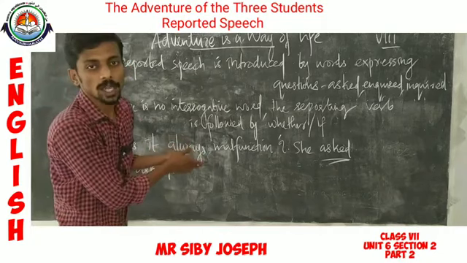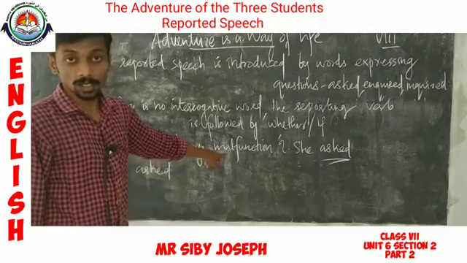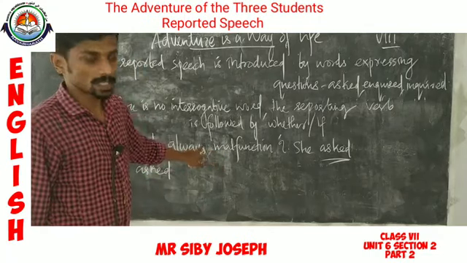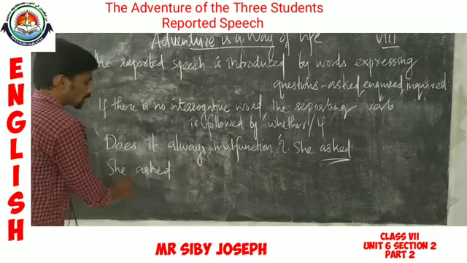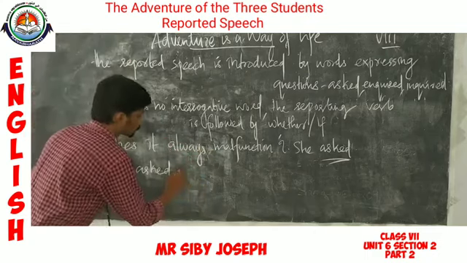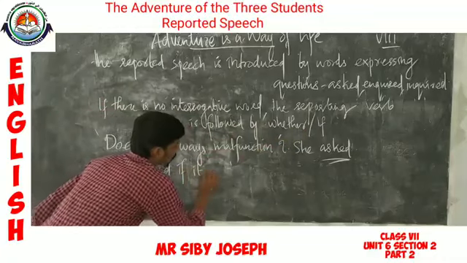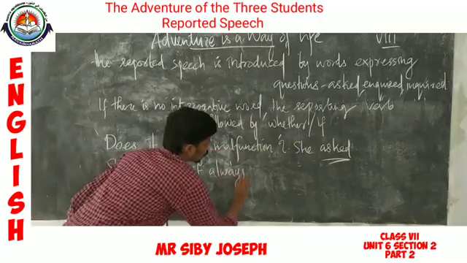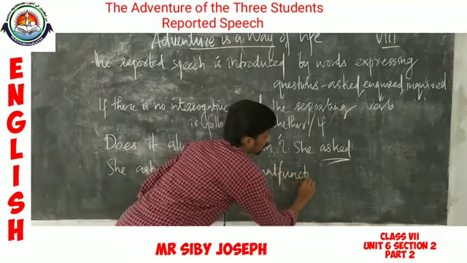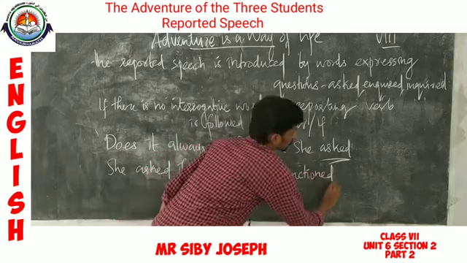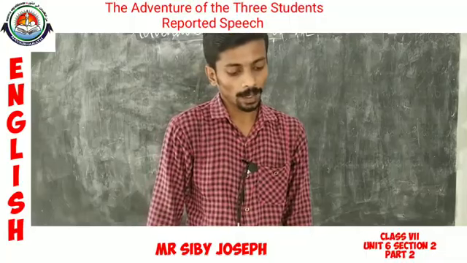So, it will be changed into its corresponding past tense. So, "always malfunctions" is actually in simple present and it will be changed to simple past. So, she asked if it always malfunctioned. Okay. Now, let us move to the next rule.